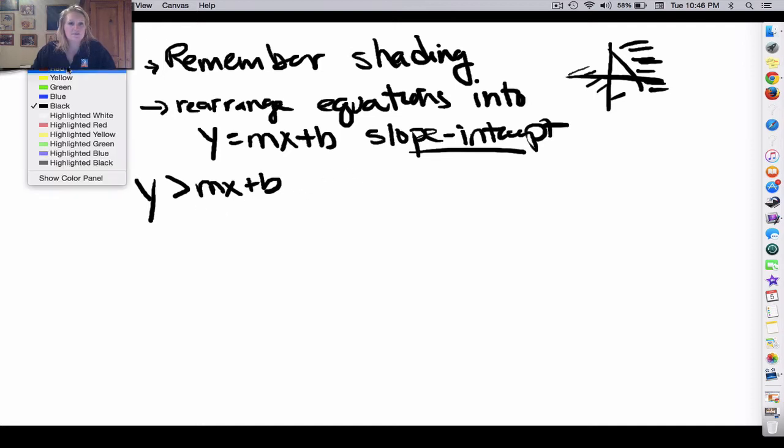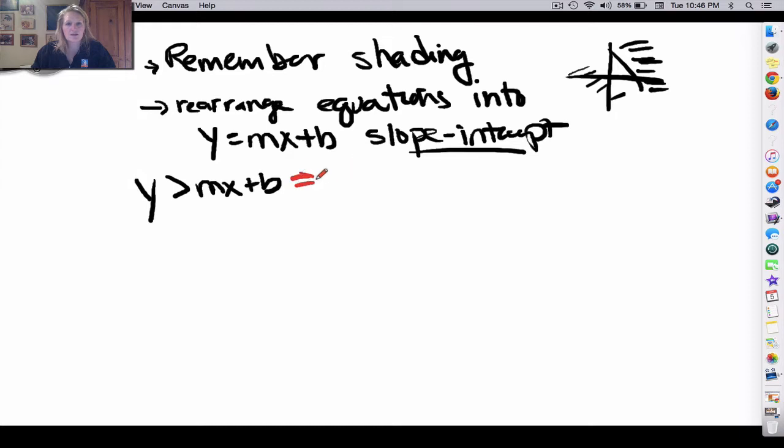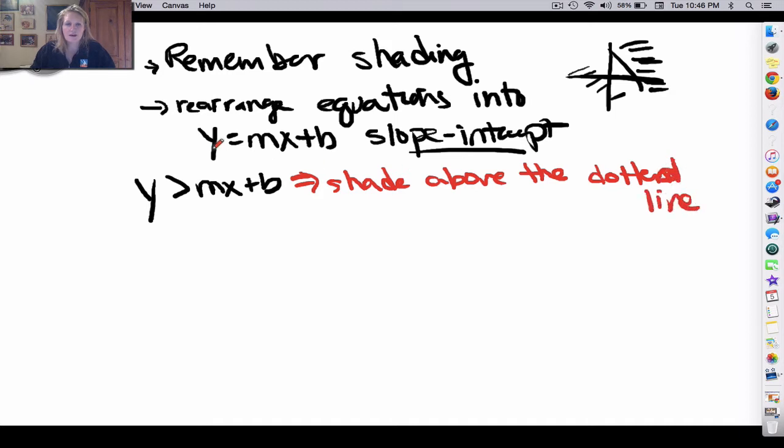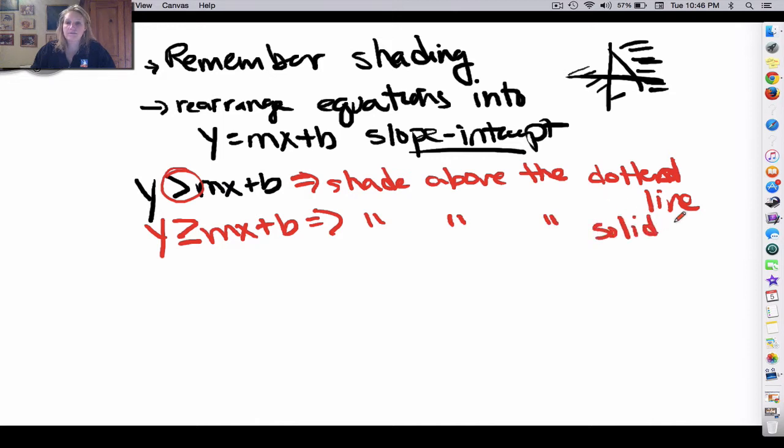Here, I'd like to get crazy with the colors. Please shade above the line. And in this case, the dotted line, because of this thing right here. If it was y is greater than or equal to mx plus b, then you would shade above the solid line, okay? The reason why is because if it's greater than, that means that it doesn't include what y is. This one does include what y is. So whatever the line is resting on, you would be shading there.